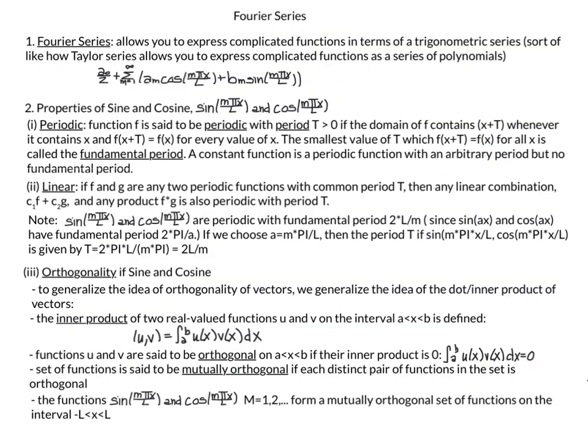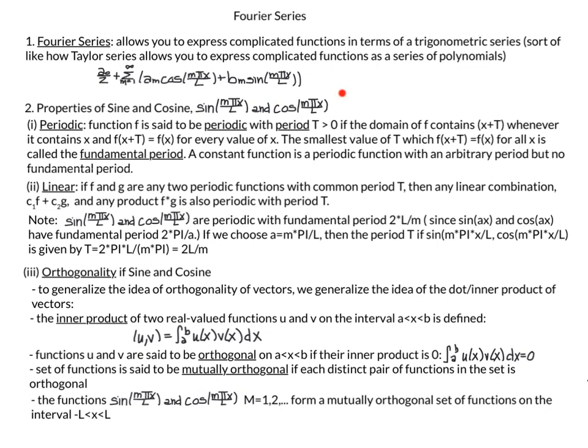So to review what we looked at: the Fourier series, where we wanted to represent a complicated function in terms of a trigonometric series. This is the form we were after: a0 over 2, some constant, plus the sum from m equals 1 to infinity of a coefficient times cosine of m pi x over L, plus a coefficient times sine of m pi x over L. So a linear combination of sines and cosines.